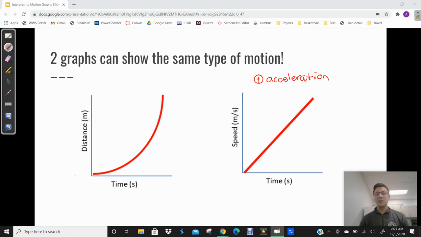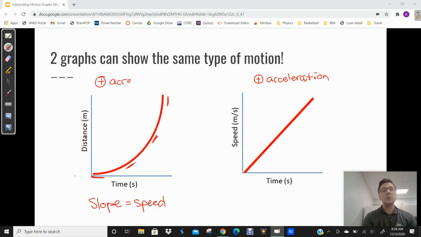Now, coincidentally, the distance versus time graph shows us the exact same thing. Remember that the slope of a distance versus time graph represents the speed, right? So if the slope is changing, which it is here, right? The slope starts flat and then it gets larger and larger and larger. And when I say larger, I mean more positive. Since the slope is changing, that means the speed is also changing, since the slope represents the speed. And if the speed's changing, then that means the object is accelerating. So this graph also shows us positive acceleration.